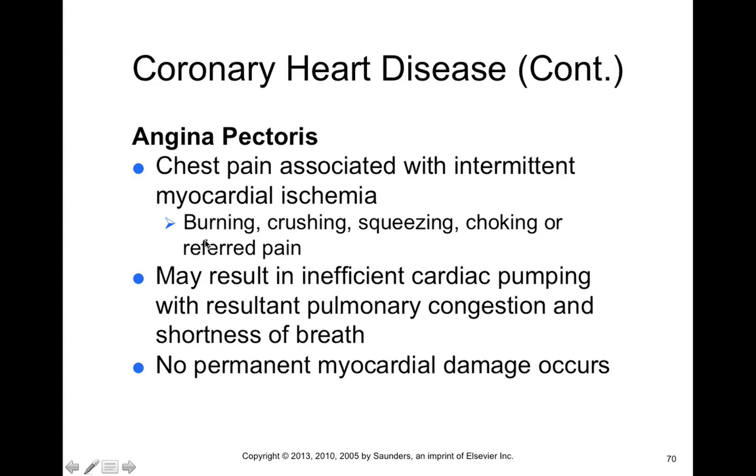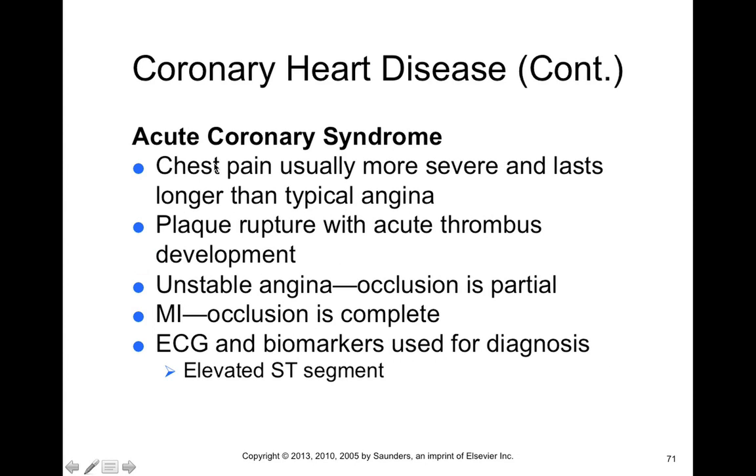And this is why we call it intermittent ischemia, because after a certain period of time, that ischemia will go away and conditions revert back to the normal state such that there's no permanent damage that occurs. Now, this differs from acute coronary syndrome, because acute coronary syndrome is where you have chest pain that's more severe and lasts longer than typical angina. Acute coronary syndrome is associated more with plaque rupture and therefore acute thrombus development.